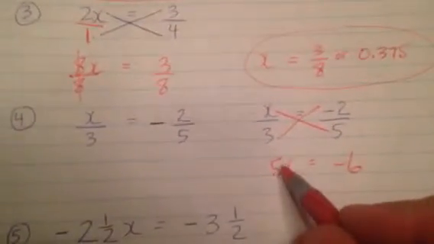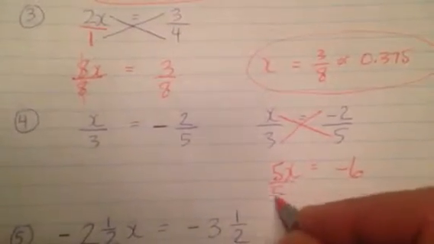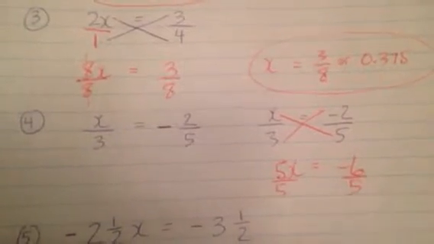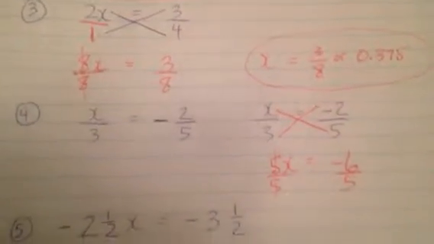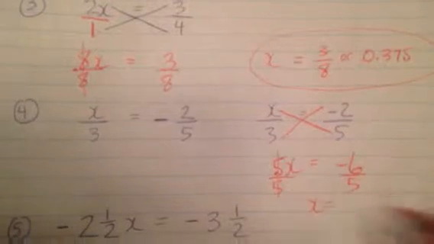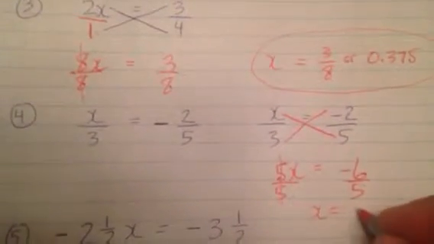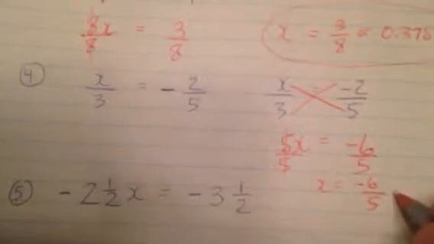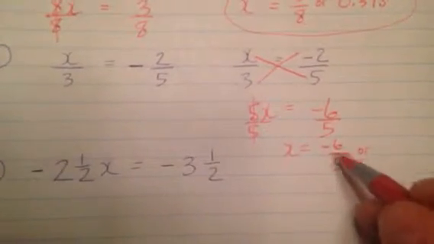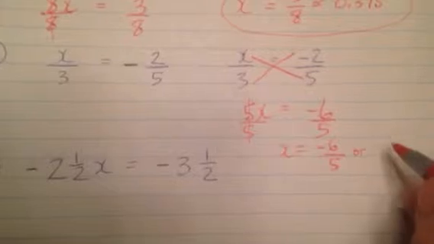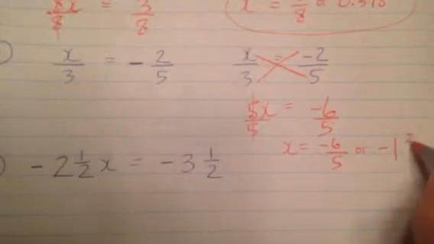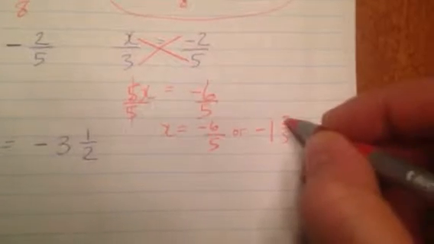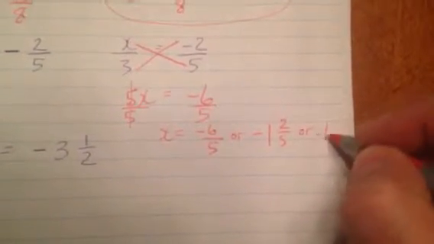And now x wants to be by itself, so we divide both sides by 5. Whatever we do to one side, do to the other. We cross out those 5 so that we get x is equal to, this is a fraction. We can leave it negative 6/5, or we can write that as what's called a mixed number. So that's 1 2/5, but it's negative, so it's negative 1 2/5. If we want to write that as a decimal, we go 2 divide 5, so it's negative 1.4.